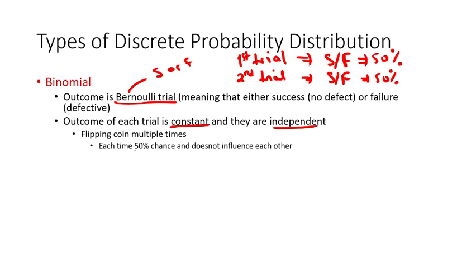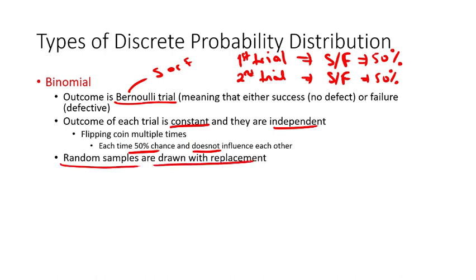So if you flip the coin multiple times, it doesn't matter, 100 times, 200 times you flip. At each flip, you have a 50% chance, and the next flip is not affected by the previous one. This is what it means by the Bernoulli binomial distribution. And then we are drawing random samples with a replacement.